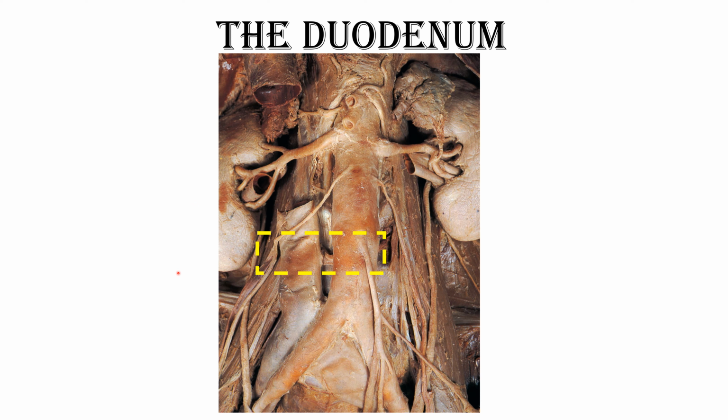Posterior will be, from right to left, the psoas major muscle, the right ureter, the right gonadal vessels, the artery and the vein down here, the right genitofemoral nerve, the inferior vena cava, the abdominal aorta, and the origin of the inferior mesenteric artery. That is the third part.